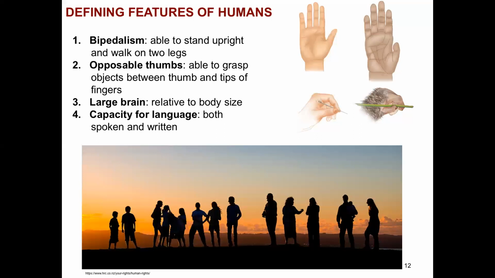number 4 is our capacity for language. We have a very complex language as a human species, and it's not just spoken, it's also written. And think about what that has allowed for, right? So this written language comes from that brain thing that I was talking about. Other animals have very complex languages.